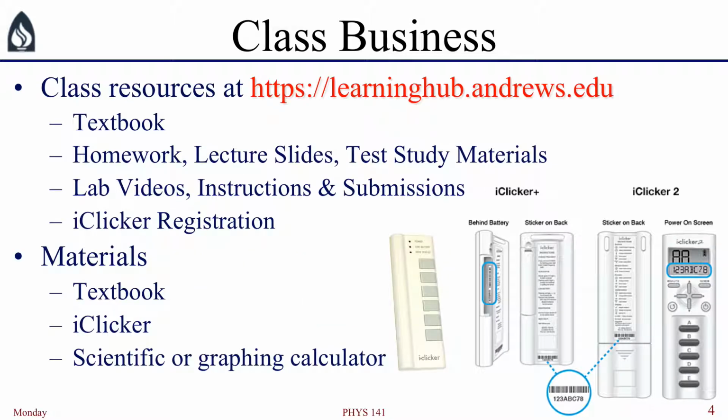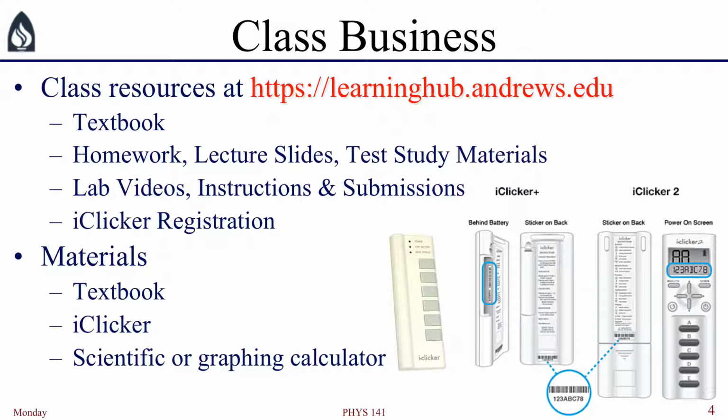So many of the class resources are posted on Learning Hub, and you can see the website address for Learning Hub, which is learninghub.andrews.edu. This is where you'll find anything that's handed out in class and many other kinds of materials as well. So the course textbook is available on Learning Hub as a PDF. It's also possible to buy physical copies of the book if you're more comfortable learning that way. But you should keep in mind that a PDF copy of the textbook can be downloaded from Learning Hub.